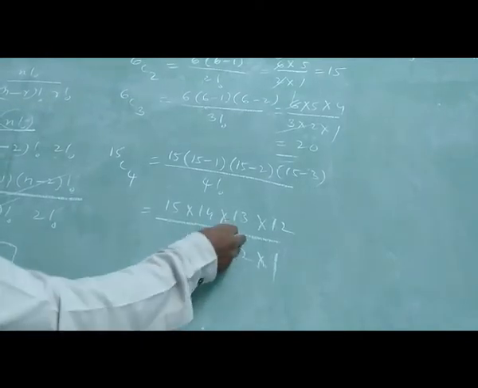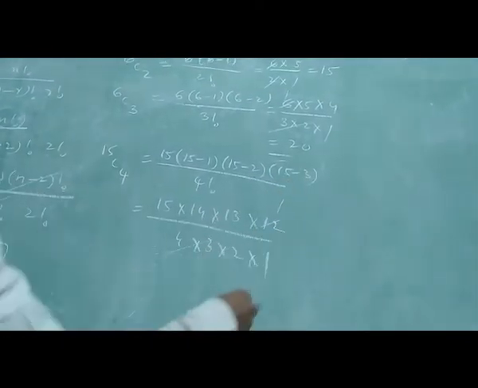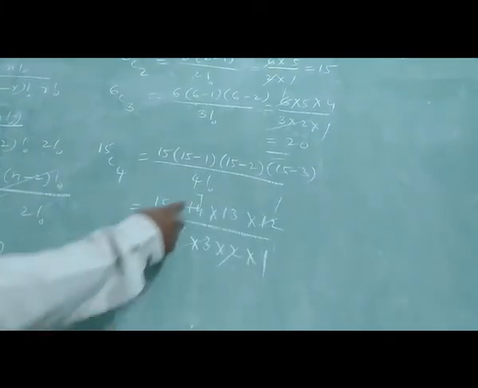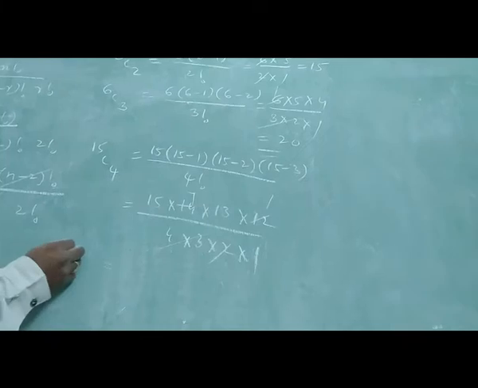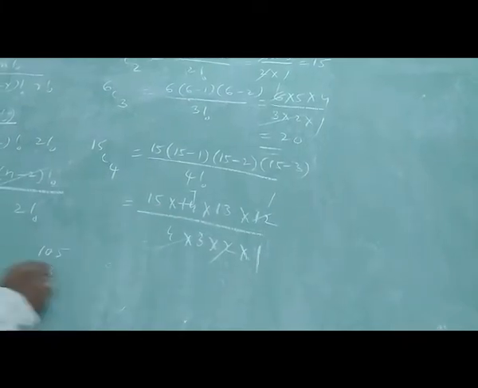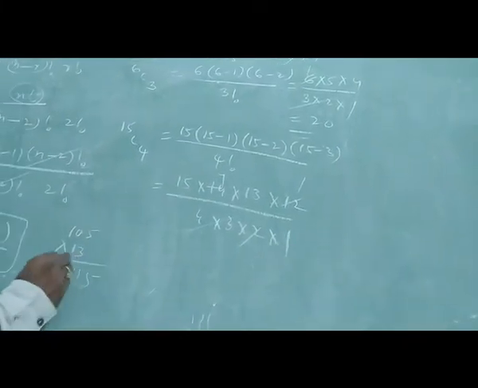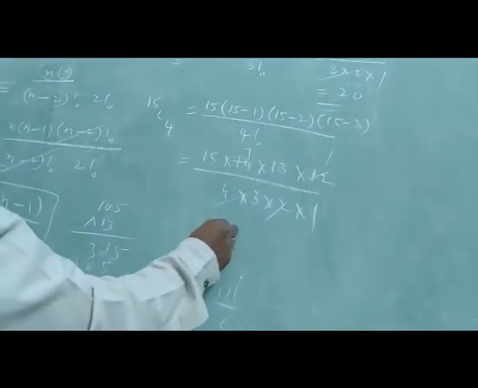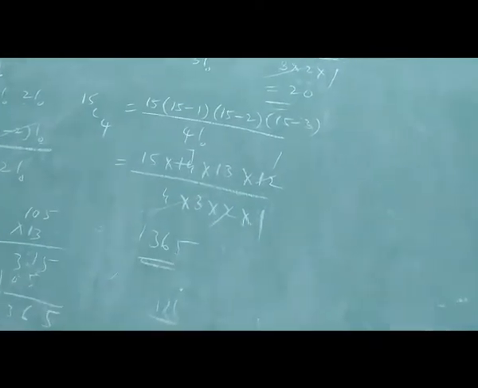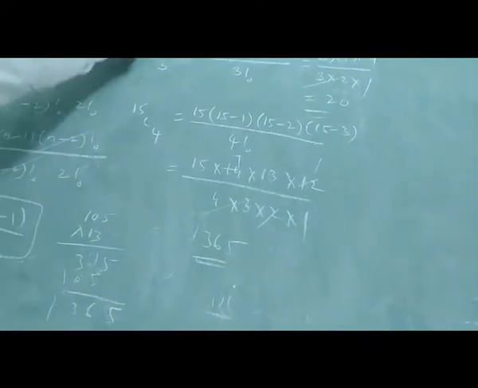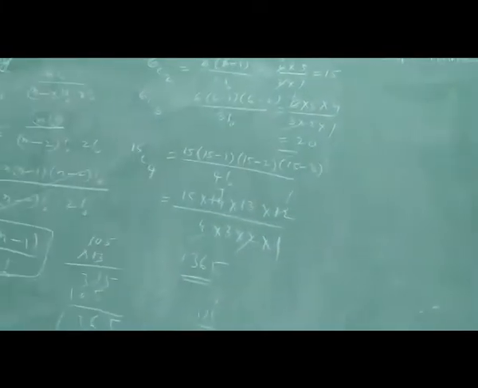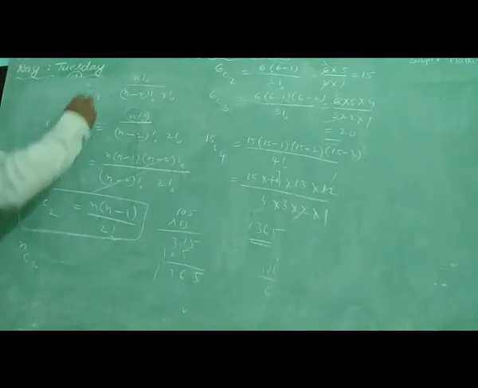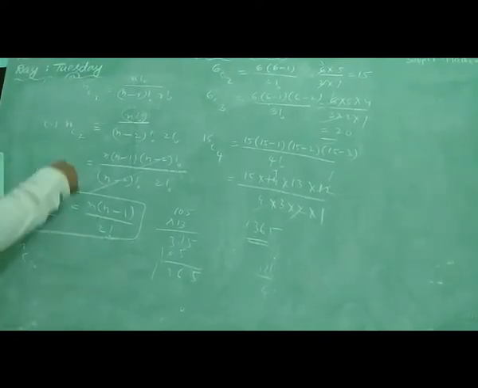15 into 14 into 13 into 12 by 4 into 3 into 2 into 1. So 4 3s are 12, 1 time. 7 times. So next you can simplify. 7 into 15, 105 into 13, which is 1365. So like this you can find the values of the coefficients by using these techniques also. For NC2, NC3, NC4, there is no need to use this formula. From this you can use this shortcut.